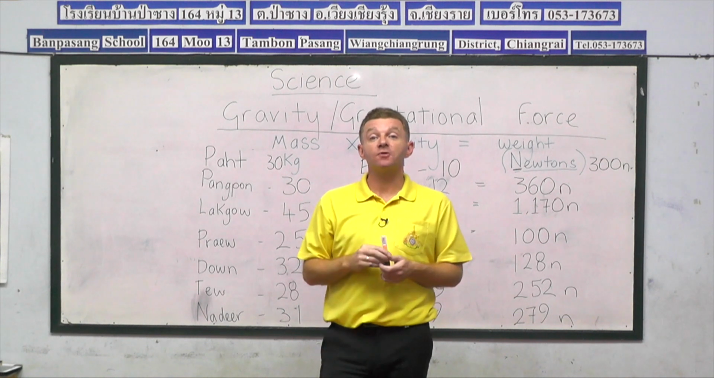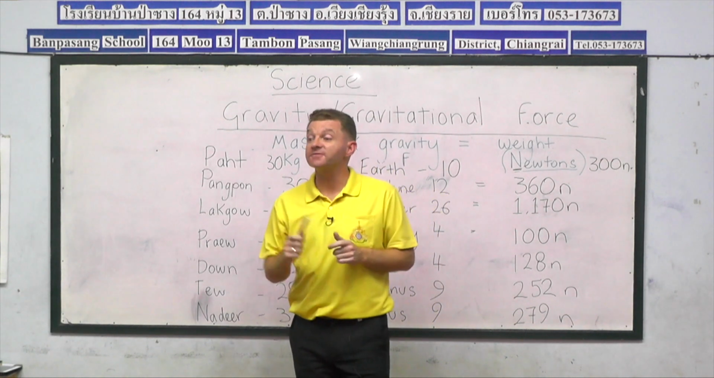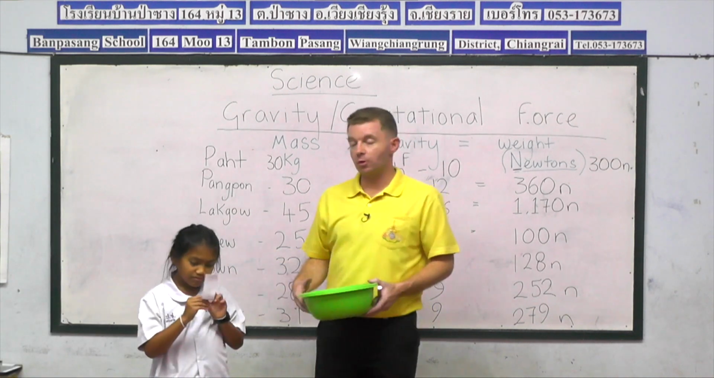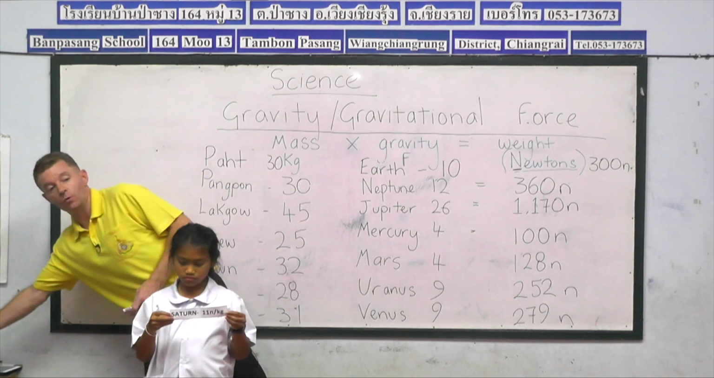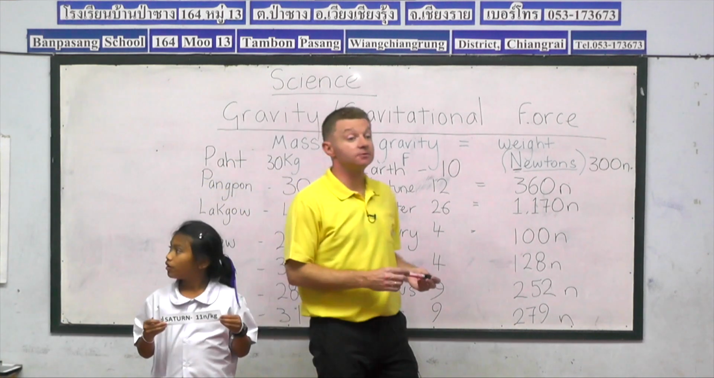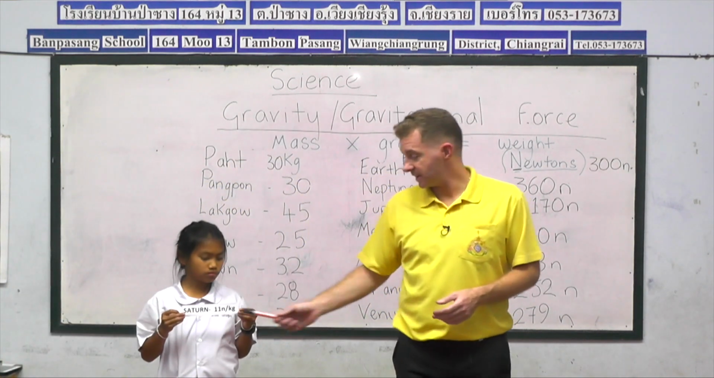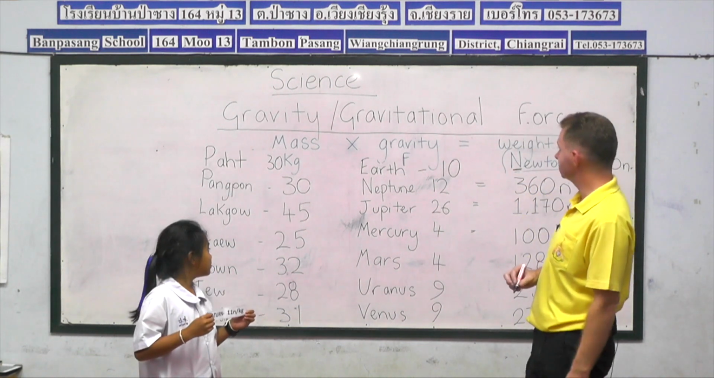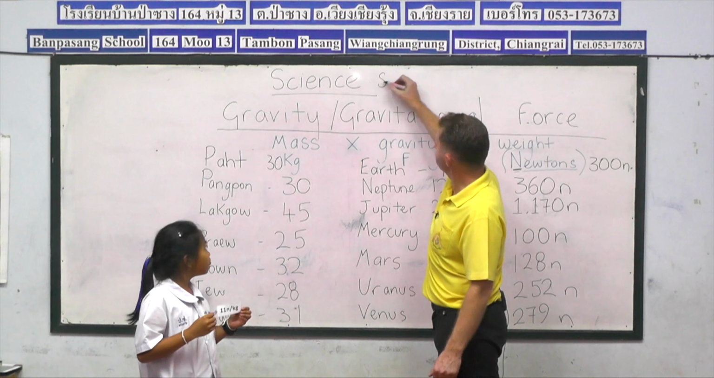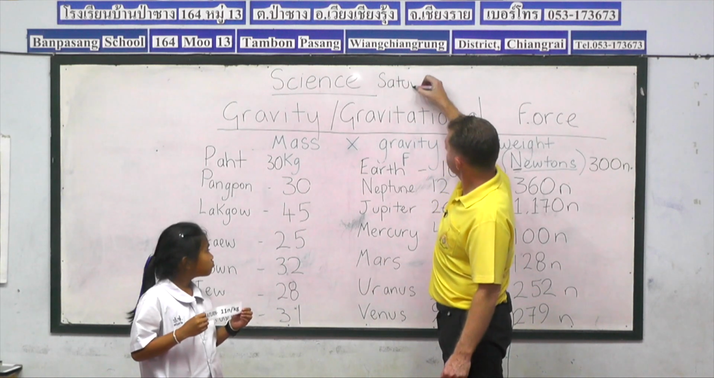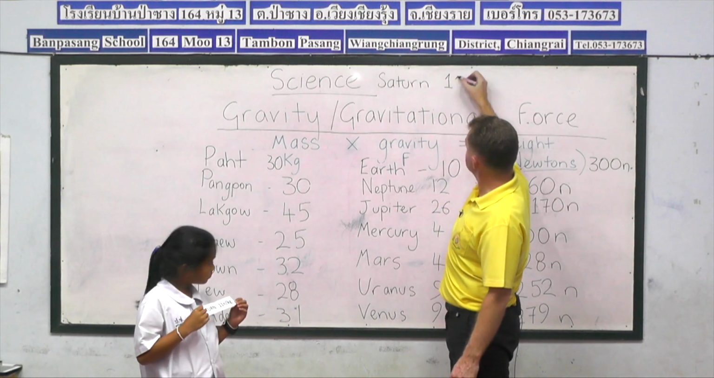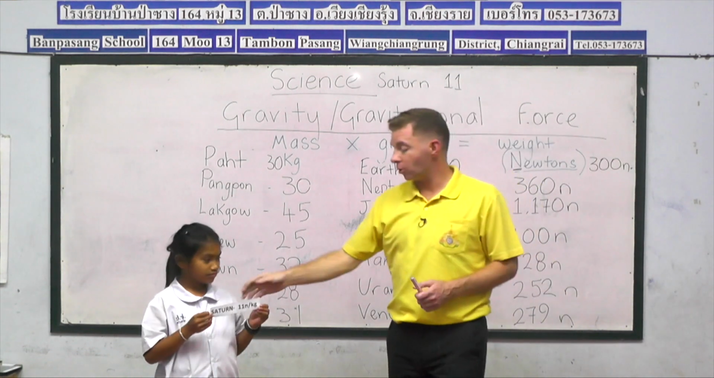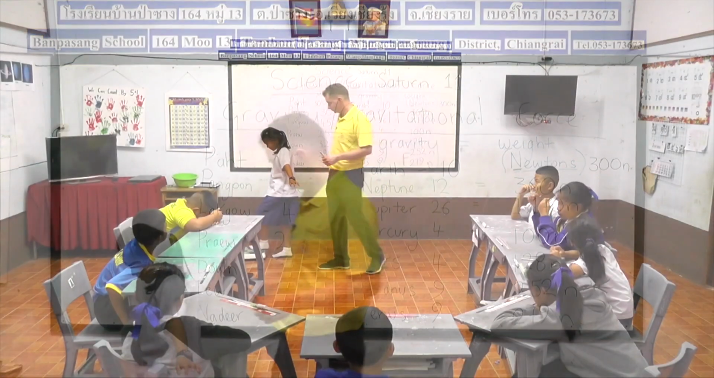And now, time for our final student with the final planet, Pak Bung. So Pak Bung will be going to show your friends. What planet? Saturn. And Saturn has 11 newtons. So let's see, can we find a space for Saturn? Saturn will go at the top. 11 gravitational force.